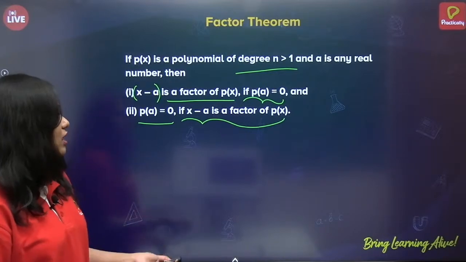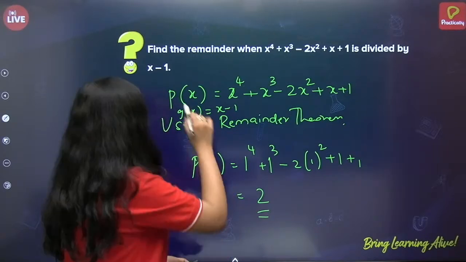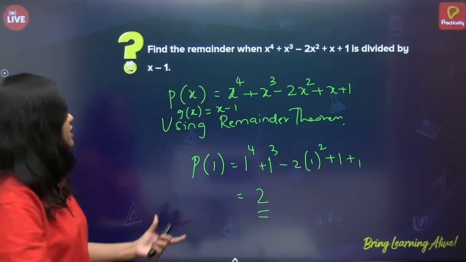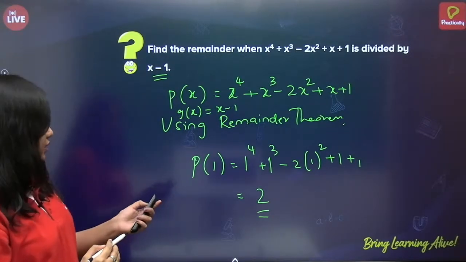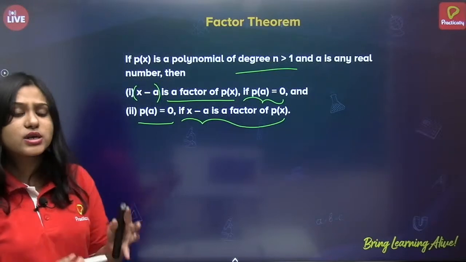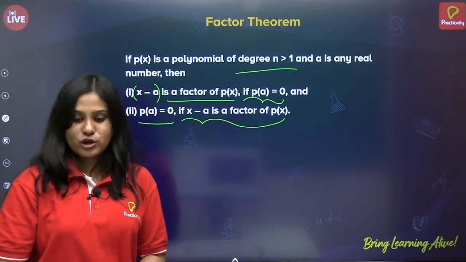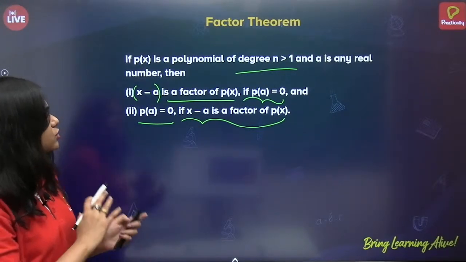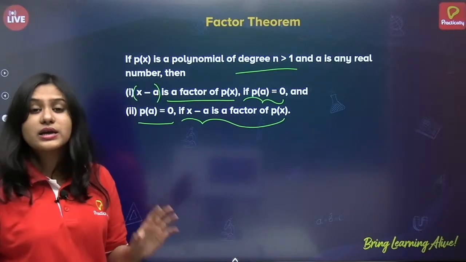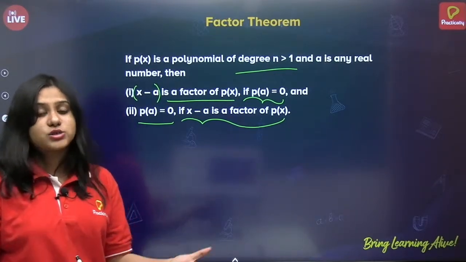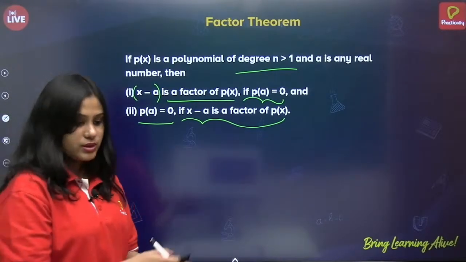It's very easy. So I'll just tell you an example here, okay? So here we did not get P of 1 equal to 0, correct? So we say that x minus 1 is not a factor. But what if we get P of a equal to 0? Then we say that x minus a is a factor of the given polynomial, okay? So it's also very easy, no need to again perform long division for this. You have to just apply the remainder and factor theorem so as to tell whether it is a factor or what is the remainder of the given polynomial, okay?